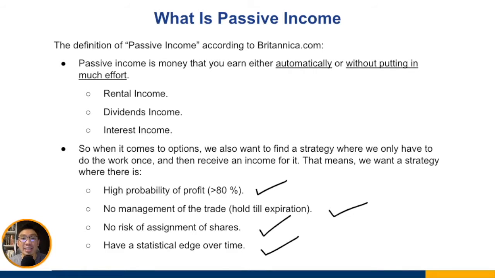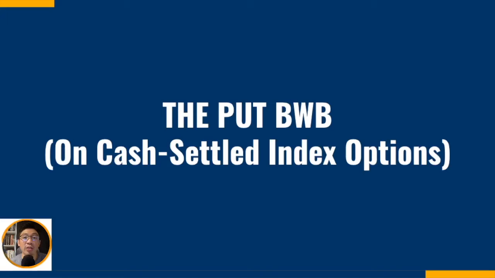So what is this strategy that can help us generate a passive income through options? This strategy is none other than the put broken wing butterfly. This is on the cash settled index options. Very important. We only want to do this on cash settled index options, and I'll get into the reasons why. So basically it's the put broken wing butterfly, or in short, the put BWB.